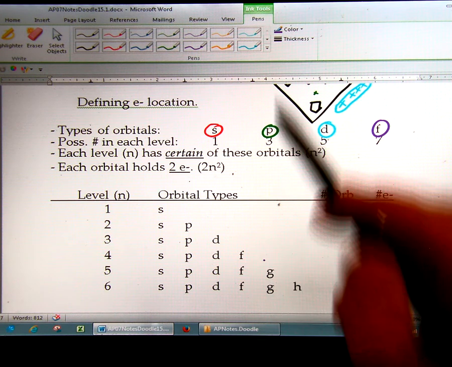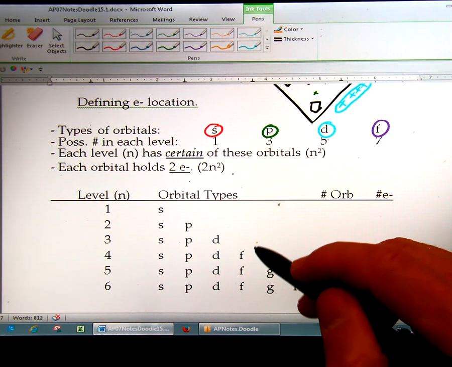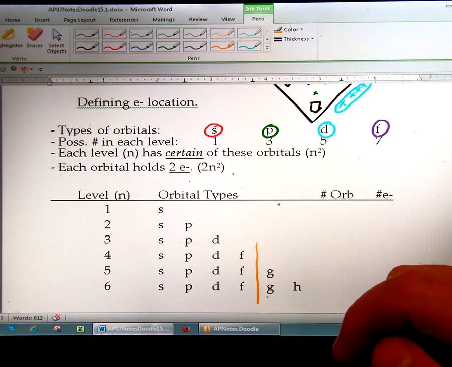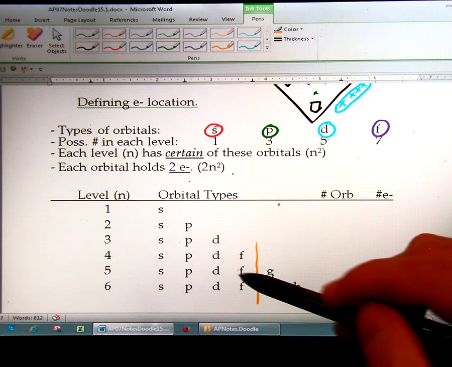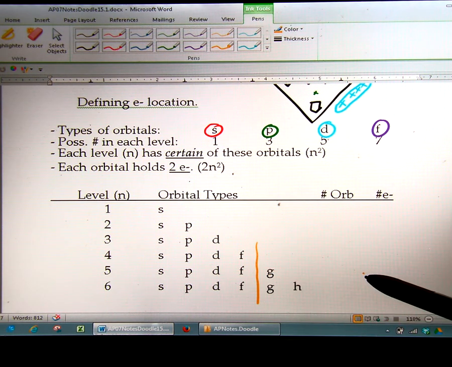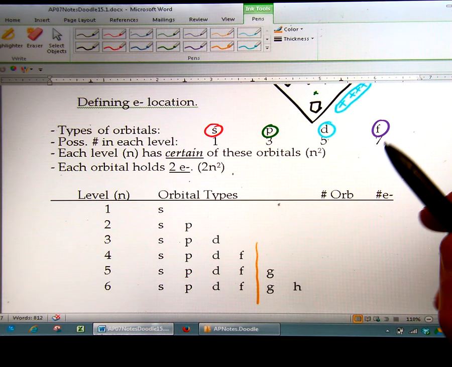But there's no real energy level that uses these past the Fs because the elements that we have don't have enough electrons to fill these other orbitals, G, H, I, etc. Okay, so they're kind of theoretical, but you just have to know that they could exist.